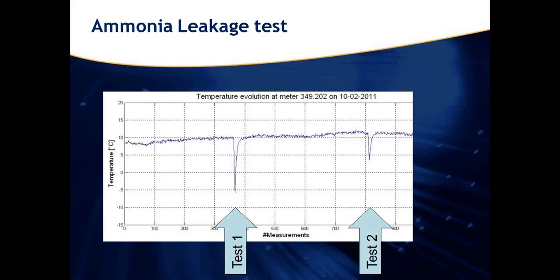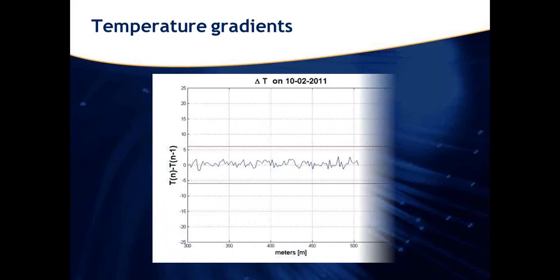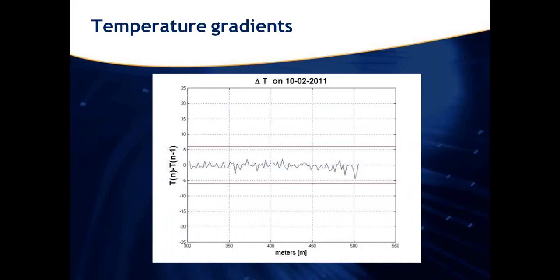Here you can see two tests that were performed a few minutes from each other, and you can very clearly see a temperature drop from about 10 degrees to -5 in the first case, and from 10 degrees to about 4 degrees in the second case. The two tests were different in terms of the quantity of ammonia and the speed at which the ammonia was poured on the pipe. Now here you can see the temperature change as a function of the position along the pipe with regard to the previous measurement.